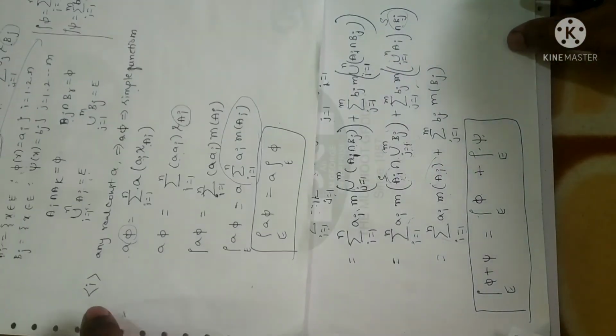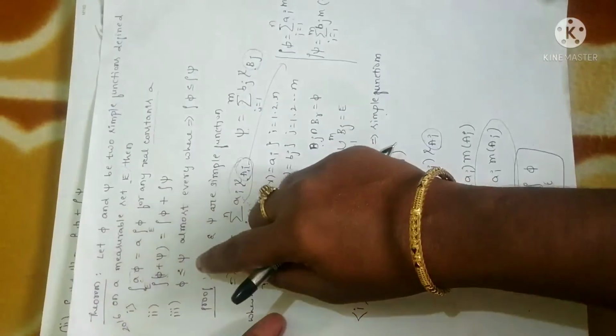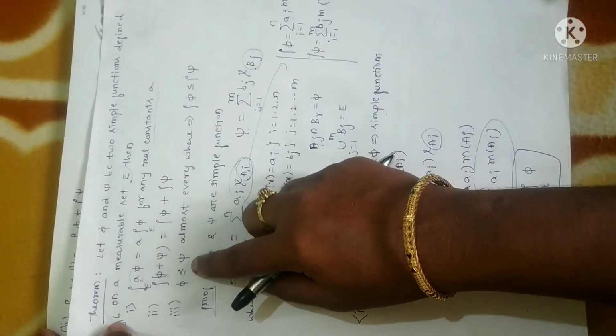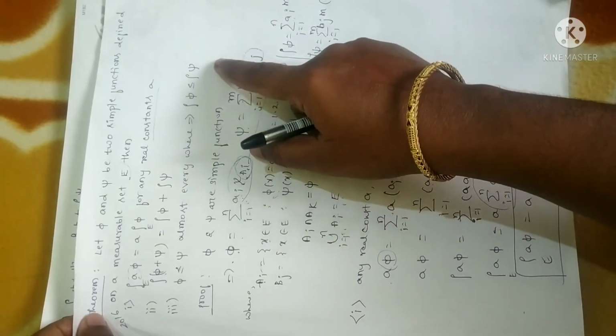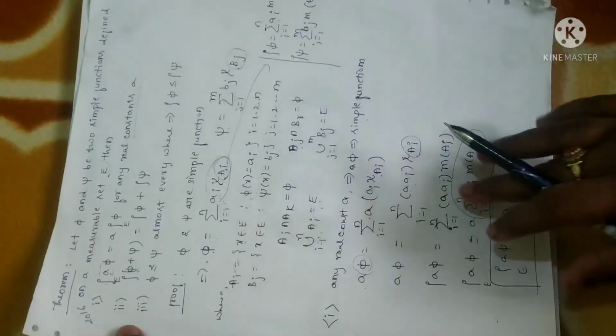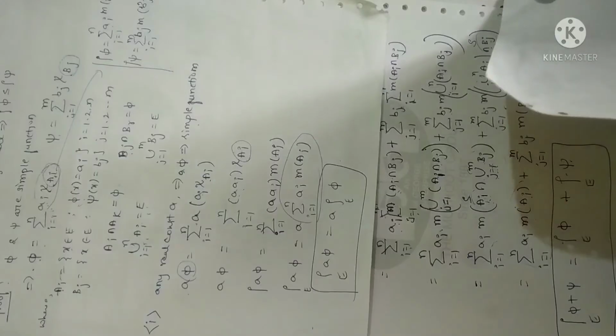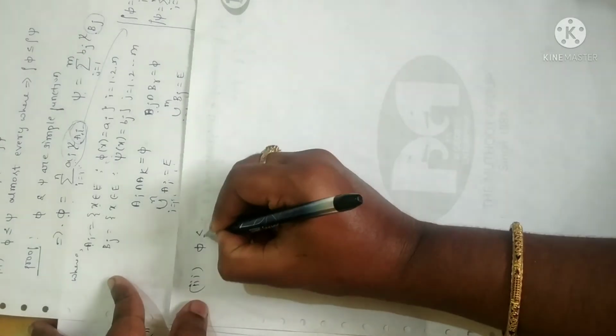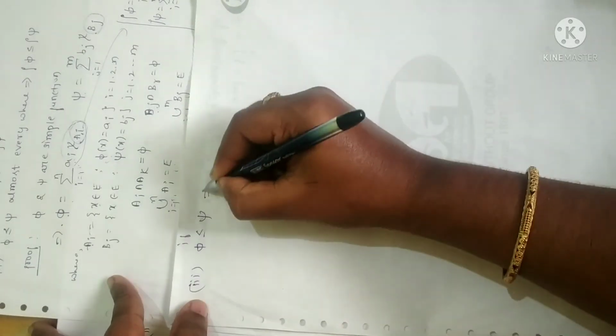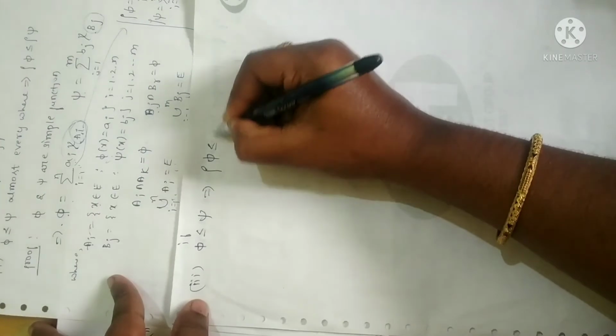Fine. Now we have the last one, that is, pi is less than or equal to psi almost everywhere. Then we have to prove that integral over pi is less than or equal to integral over psi. So only the third one is left, so let me prove that. I'll just write the third statement here. What we require to prove is, if pi is less than or equal to psi almost everywhere, then integral over pi is less than or equal to integral over psi. So the proof is quite simple.